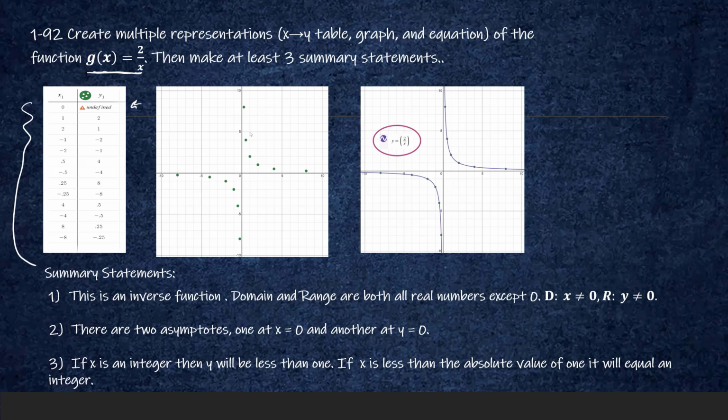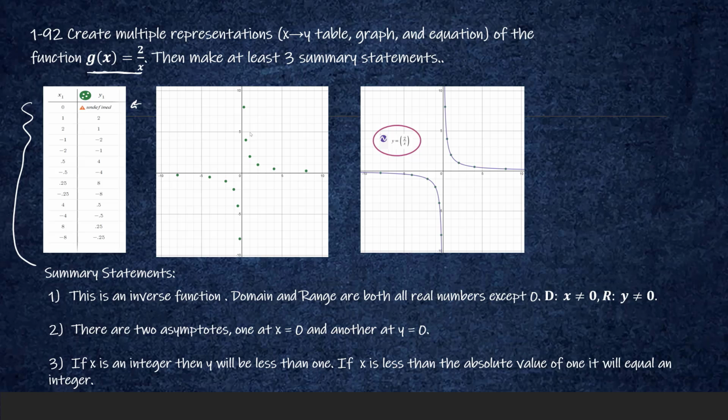Okay, and this is what we were practicing. These are just the 3 that I came up with. You can come up with more. There's not a specific answer on this because it wants to see your summary statements about this particular function. So my first one says this is an inverse function. Domain and range are both all real numbers except 0. So domain x can't equal 0 and range y can't equal 0.